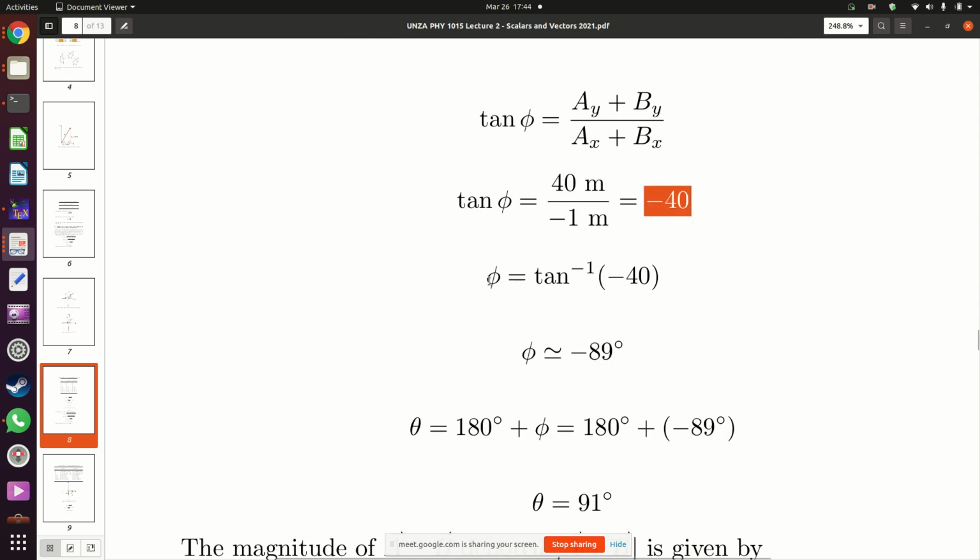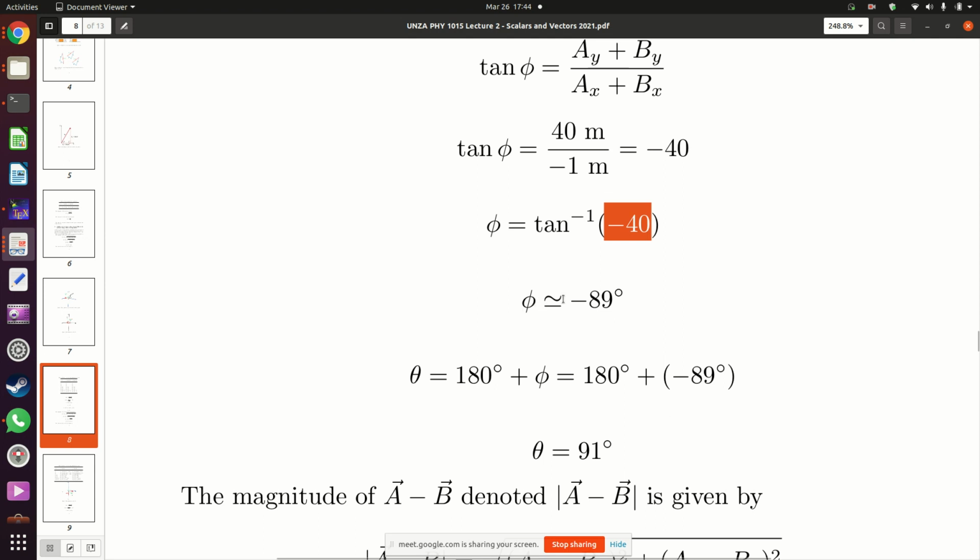Then we can work out phi. Phi is equal to the tan inverse of -40, and if you work that out, you should get phi being approximately equal to -89 degrees. Now, phi is negative, -89 degrees. The question is, what does it mean that you've got an angle which is negative?